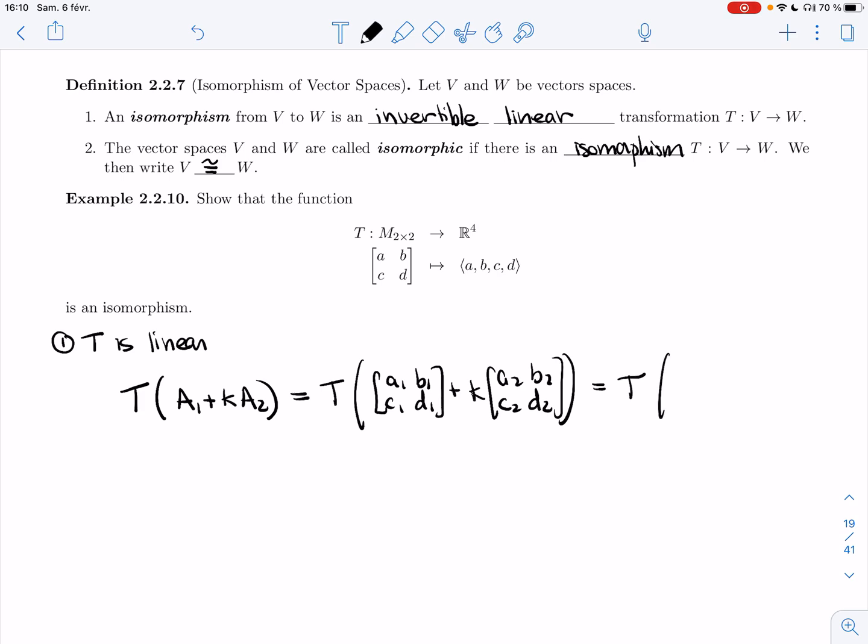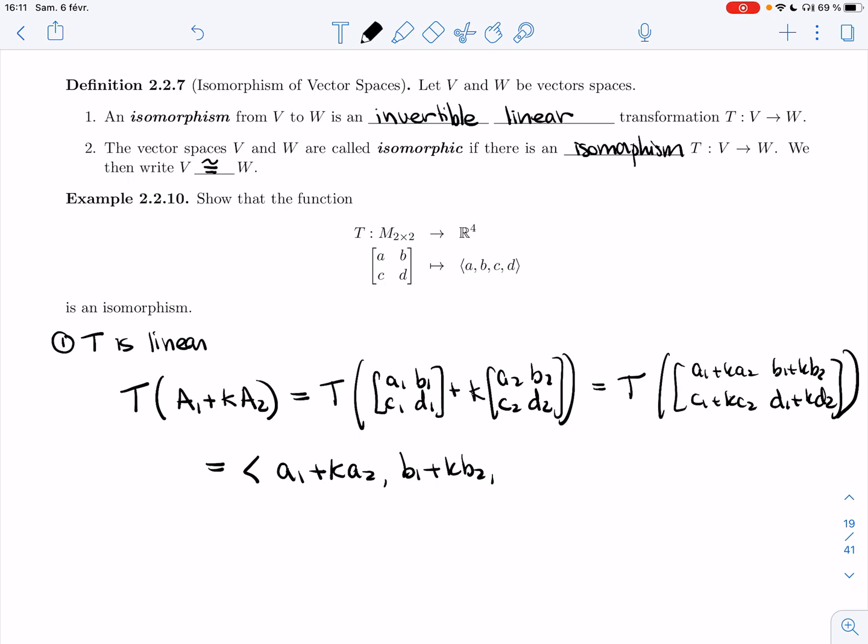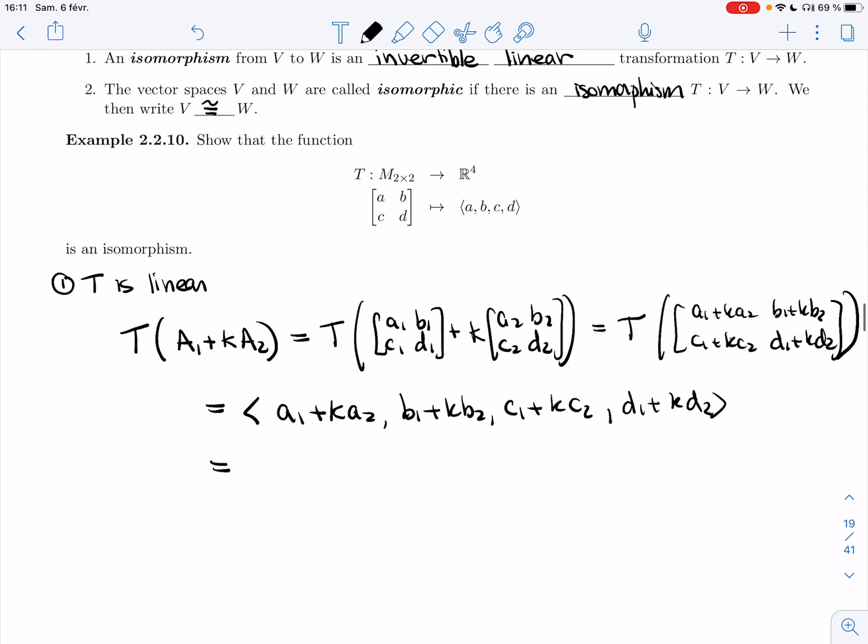All right, we're almost there. That's A1 plus K A2, B1 plus K B2, C1 plus K C2, D1 plus K D2. And so we are going to apply the map now, and the map just rewrites the matrix as a vector. So we get A1 plus K A2, B1 plus K B2, C1 plus K C2, and D1 plus K D2. Right, I'm going to split it. I can first take all the ones and then all the K A2, K B2, K C2, K D2, and then I can take the K out.